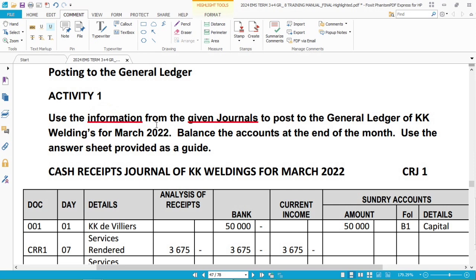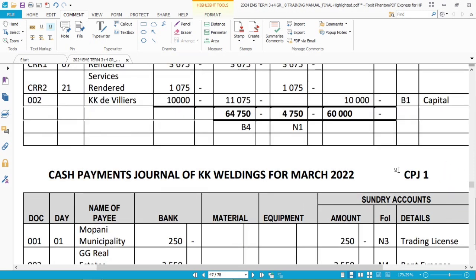So it says use the information from the given journals of posting to the general ledger of KK Weldings for March 2022. Then it says balance the accounts at the end of the month. Right, so I have to balance accounts at the end of the month, and they obviously give me an answer sheet here. Okay, so I've got a cash receipts journal, right? That means I'm receiving money. This is CRJ number 1, and then I've got a cash payments journal. That means I'm spending money.